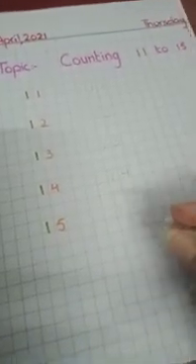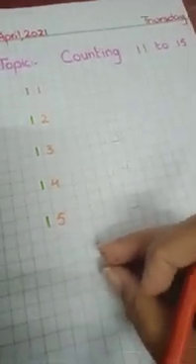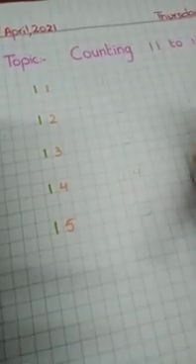Very good. You have to write this page in your copy and learn this concept with the help of your parents. Okay, this is your homework. You have to learn about the tens and ones clearly and do it in your neat copy neatly.